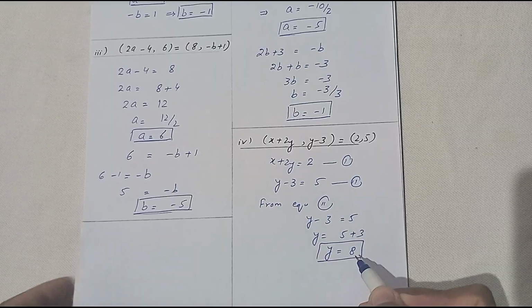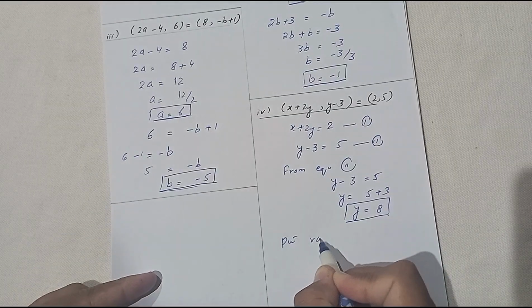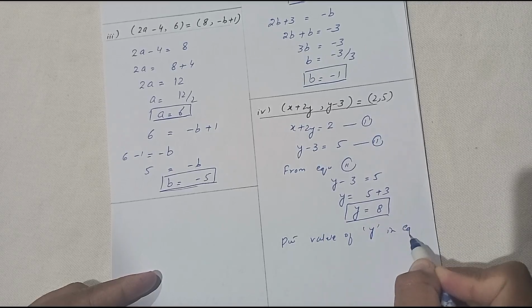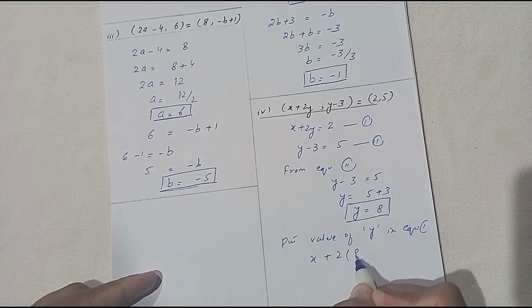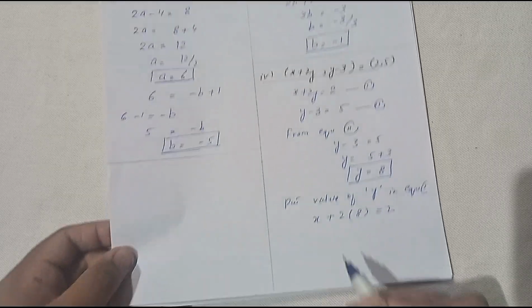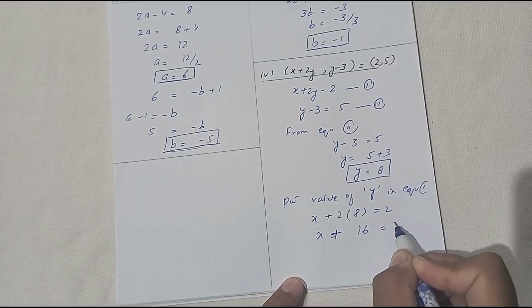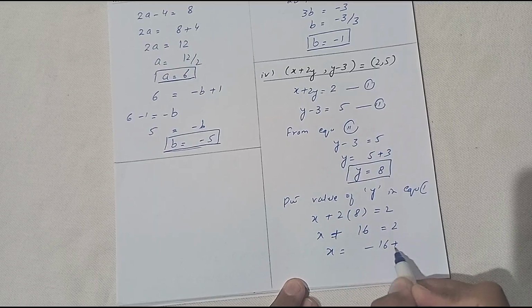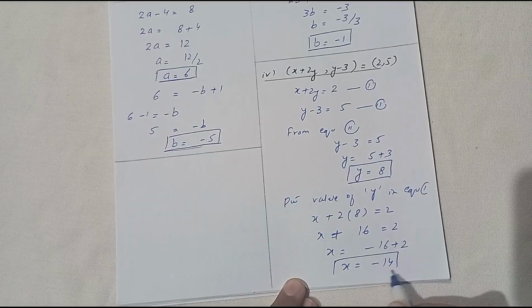Now put the value of y in equation number 1 to get the value of x. It becomes x plus 2 times 8, 2 eights are 16. Now again combining the constant term, 16 becomes minus on the other side of the equation. So the value of x is minus 14. The values of the two unknowns x and y are minus 14 and 8.